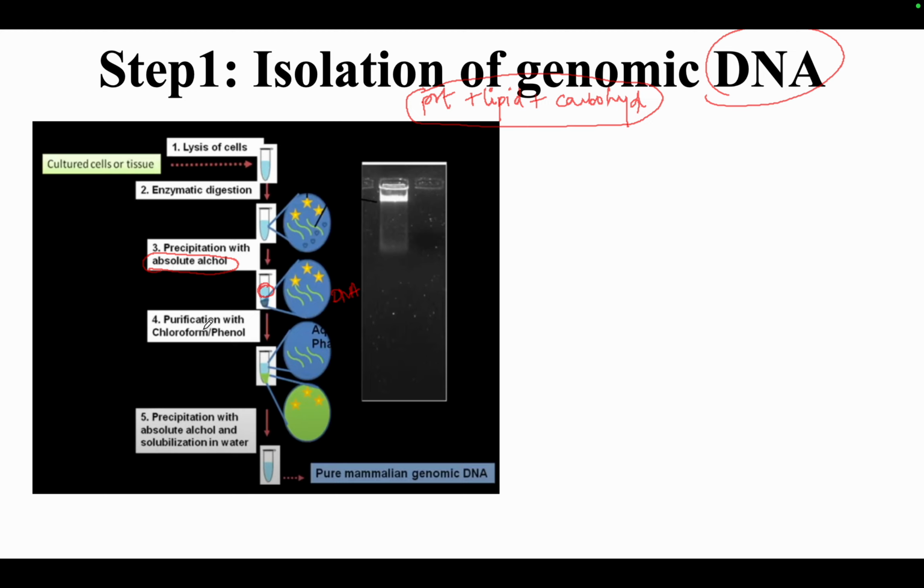Then by using phenol chloroform, in the aqueous phase we'll have DNA, and the remaining protein and other macromolecules will be in the other phase, here in the green. In the phenol chloroform purification, the DNA will get isolated in the aqueous phase. Then again we need to precipitate it to purify it more. Then we have pure genomic DNA finally with us.